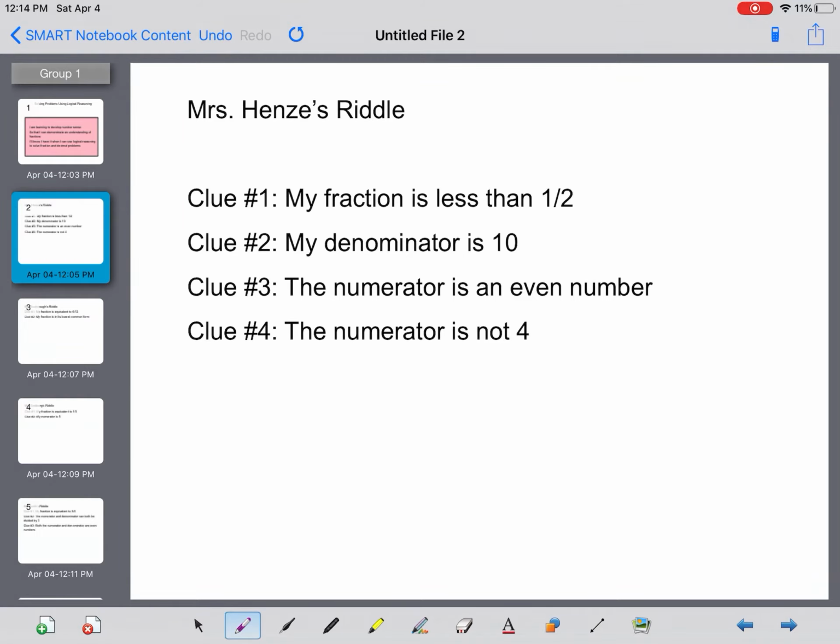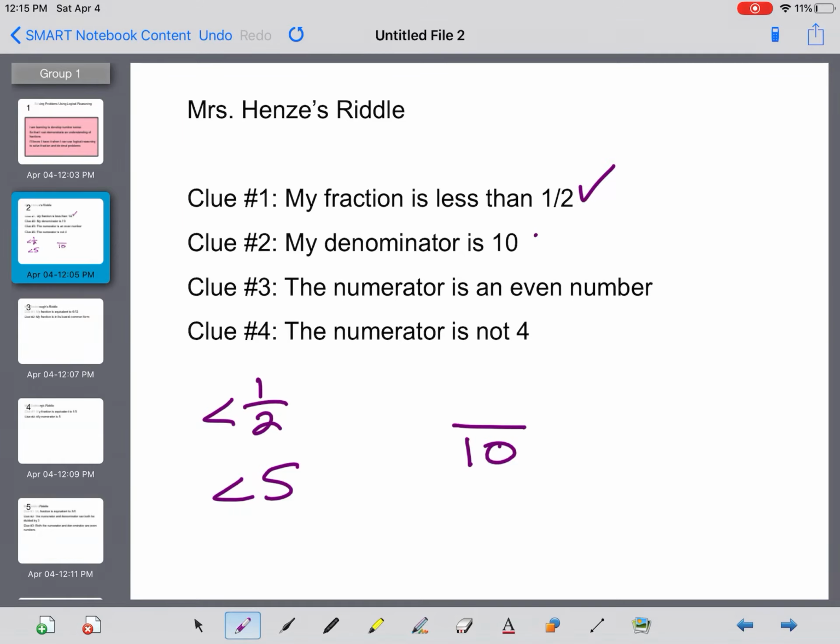There's 4 clues. Clue number 1 says my fraction is less than 1/2. Okay, so we know it's less than 1/2. I don't know much more than that yet. Clue number 2, my denominator is 10. That tells me what my denominator is, and because I know that my fraction is less than 1/2, I also know that my numerator has to be less than 5. That's because 5 over 10 is equivalent to 1/2, and we know it's less than 1/2.